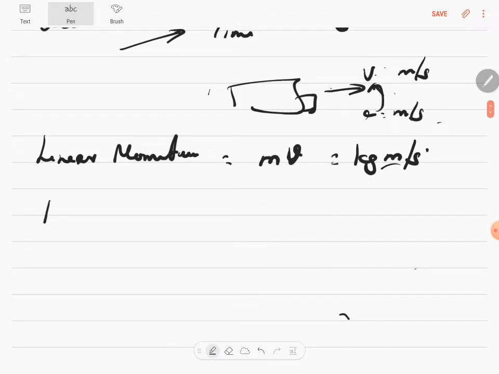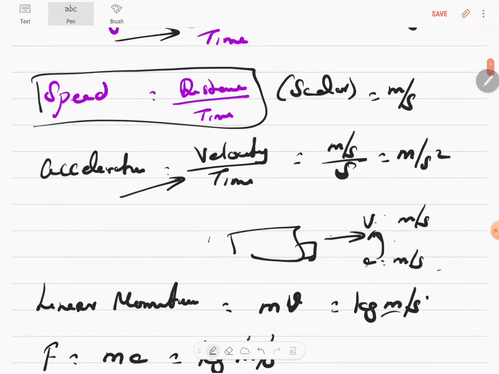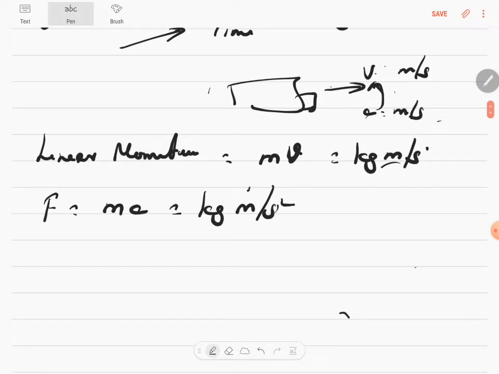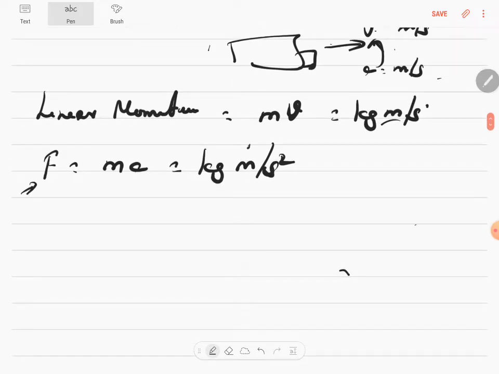Let's look at what is a force. Force is represented by F, which is mass into acceleration. Mass itself is kg. Acceleration is meter per second square. We just saw that acceleration is velocity by time. Velocity itself is meter per second, by second, so meter per second square. So kg meter per second square is the unit of force. Force is equal to mass into acceleration. These are basic things you should know.